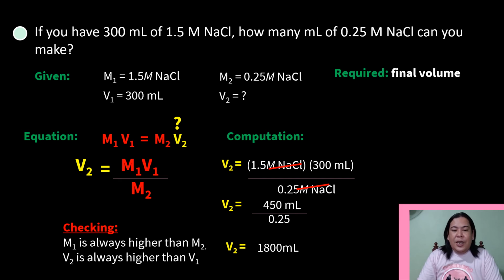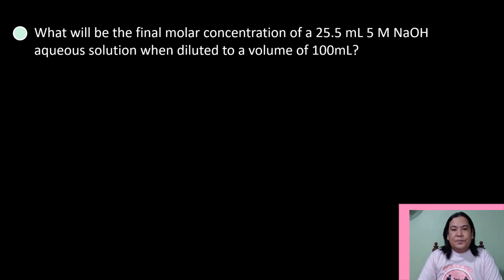And then checking, let us analyze. M sub 1 is always higher than M sub 2. M sub 1, 1.5. M sub 2, 0.25. V sub 2 is always higher than V sub 1. Your V sub 2 is 1,800 ml. Your V sub 1 is 300 ml. So your answer is correct.